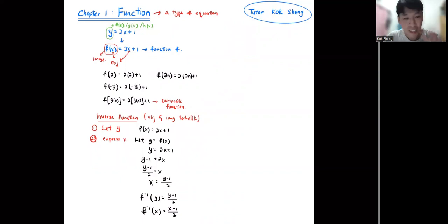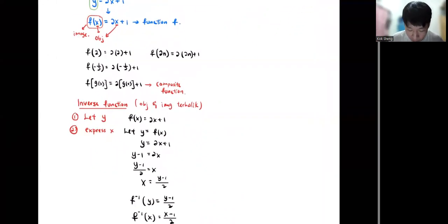Okay, so last part here. Just now I did show you how to see your object, how to see your image, right? But one more thing you have to know is how you see the object and image from the diagram. If I give you f bracket 2, then you know, bracket 2, 2 is the object. This one you know. But what if I give you the object from a diagram?